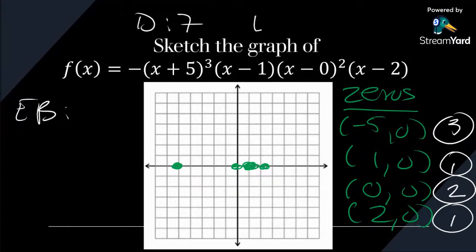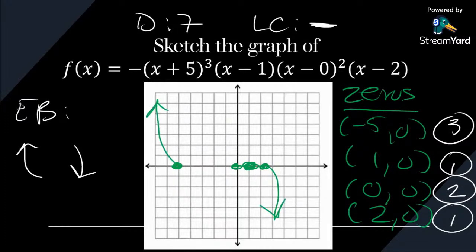That's an odd number. So they're going to go opposite direction. But we still have the negative leading coefficient. So the left side is going to go up. The right side is going to go down. So we put those in place to make sure we're good to go. So this goes up. This goes down.